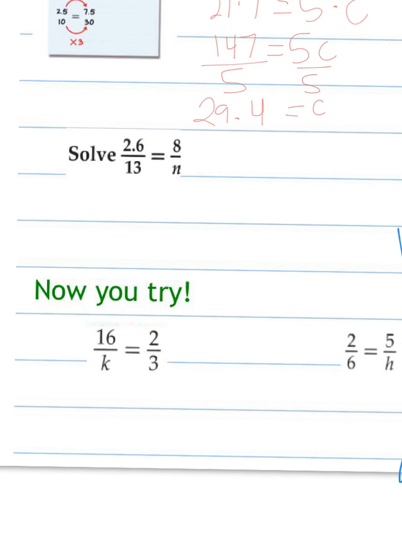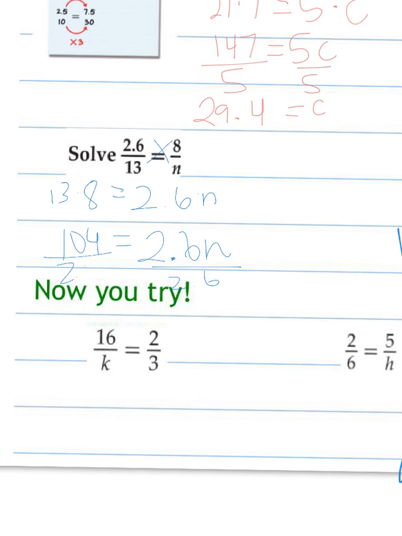Here's another one to try. Again, do your cross products. 13 times 8 equals 2.6 times n. 13 times 8 is equal to 104, and this side is equal to 2.6n. Divide both sides by 2.6. So 104 divided by 2.6, and n equals 40.